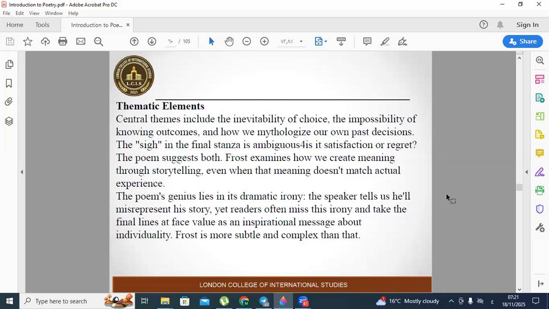The poem's genius lies in its dramatic irony. The speaker tells us he'll misrepresent his story, yet readers often miss this irony and take the final line at face value as an inspirational message. Frost is more subtle and complex than that simplistic reading allows.